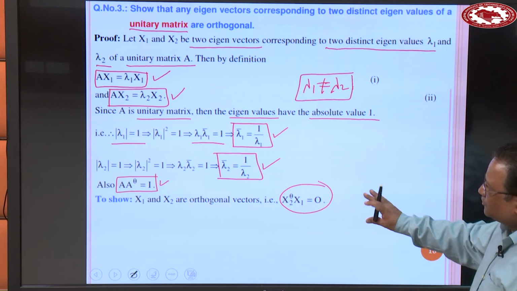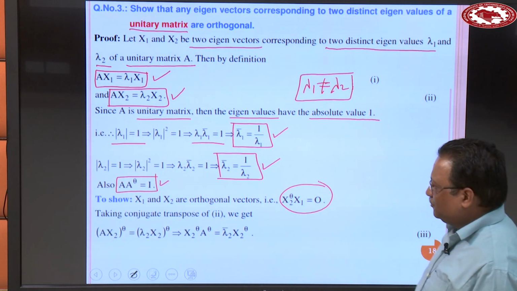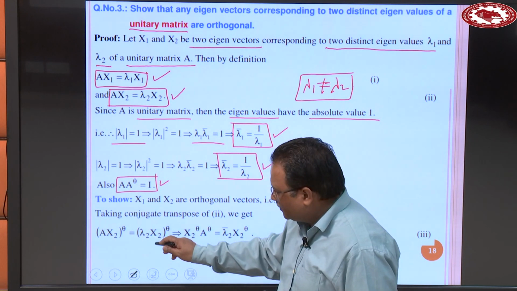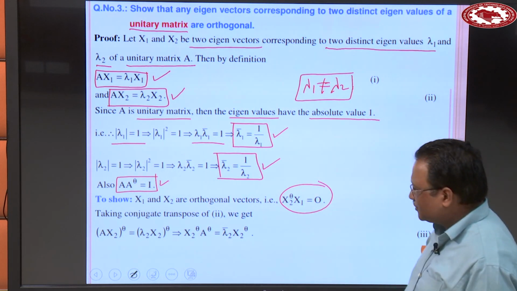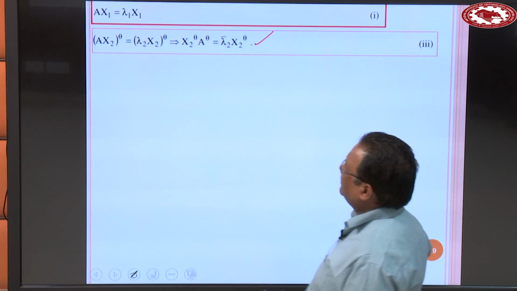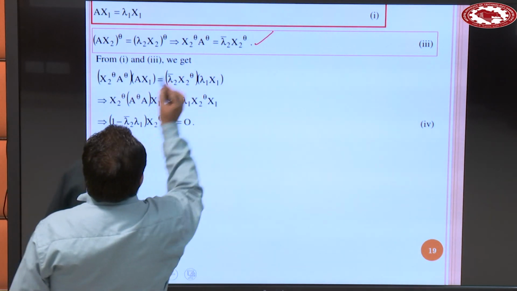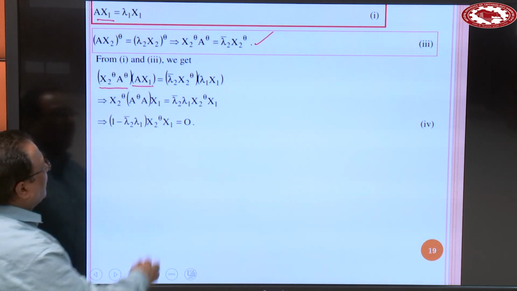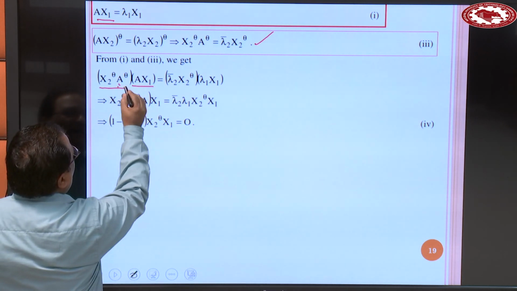Now how do we solve this problem, okay? Now taking conjugate transpose of 2, A x2 theta is equal to lambda 2 x2 theta. This means x2 theta A theta is equal to lambda 2 bar x2 theta. So one is this, and third we have calculated this, okay? Now from 1 and 3, x2 theta A theta A x1 is equal to lambda 2 bar x2 theta lambda 1 x1.